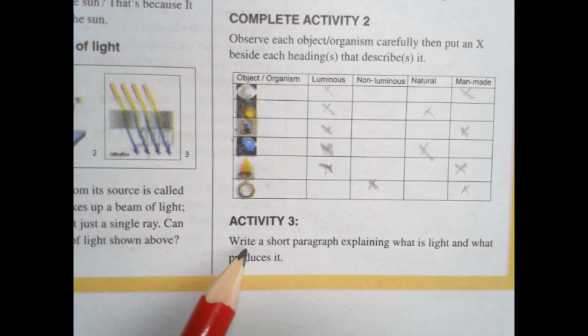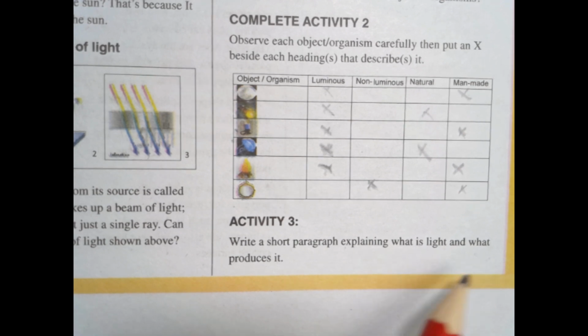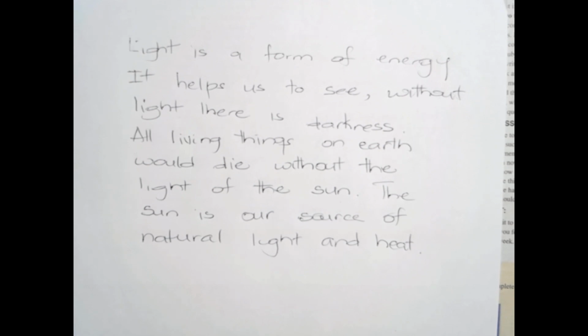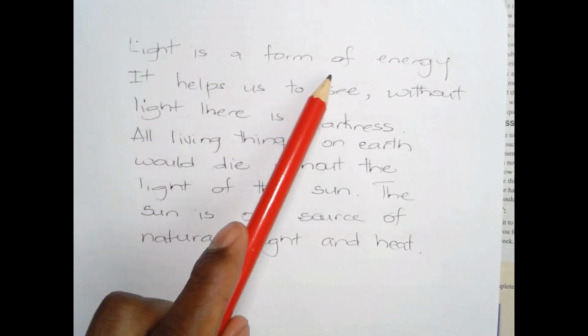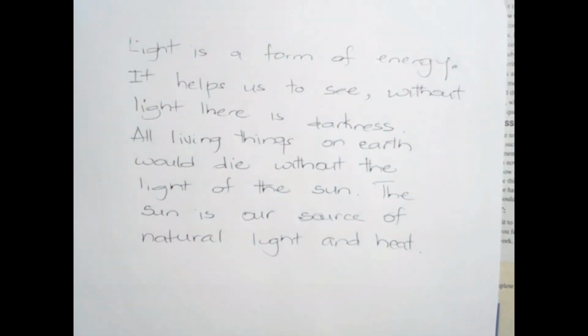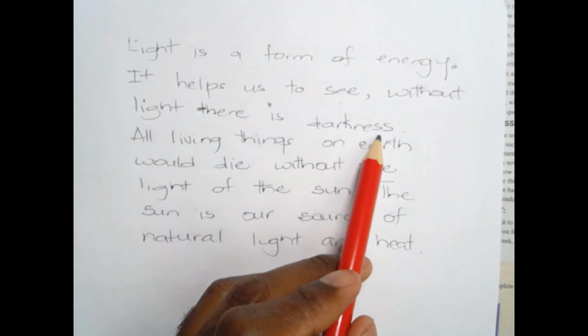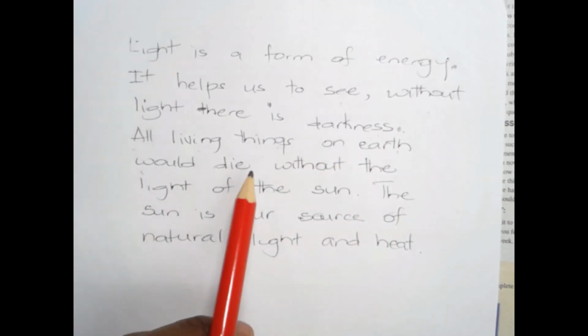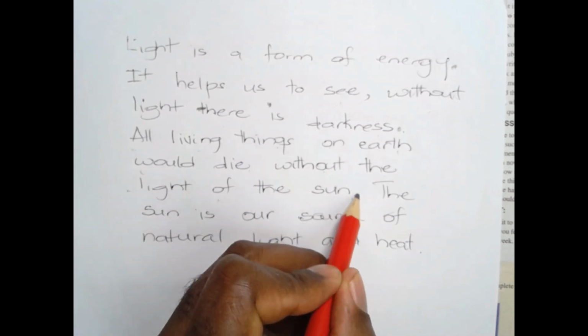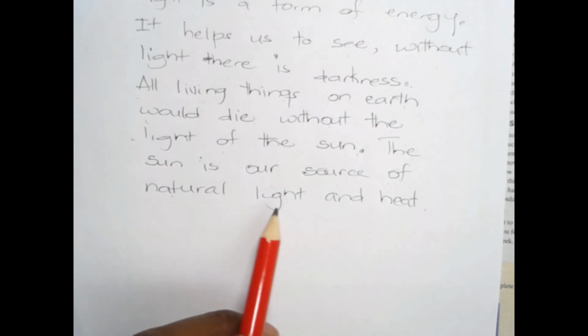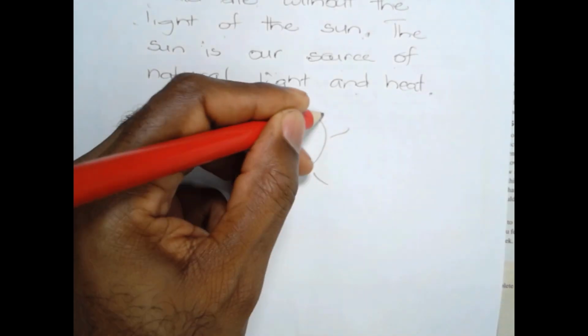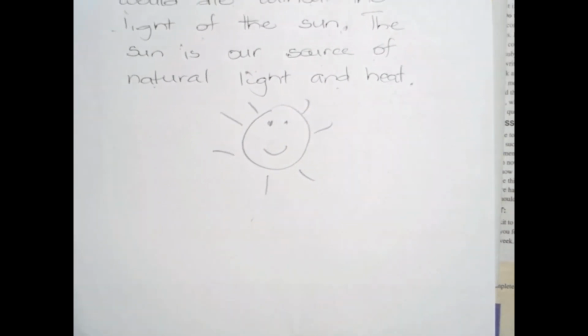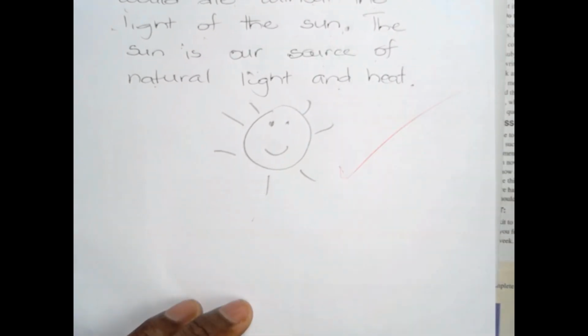Now Activity 3 says write a short paragraph explaining what light is and what produces it. So this is my little paragraph. Might not be perfect now, but we can work on it to make it better. Light is a form of energy. Let's put in the full stop before teacher says so. It helps us to see. Without light, let me cross my T, there is darkness. All living things on earth would die without the light of the sun. The sun is our source of natural light and heat. Okay, and then maybe I can draw the sun. Good. And I'm certain that when I am done with this wonderful paragraph, teacher will give me a tick.